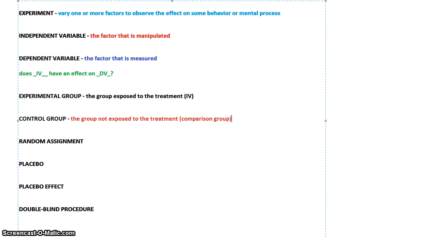Now the important thing to keep in mind is that you have to have random assignment for your studies. This means that you are assigning participants to experimental and control groups by chance.